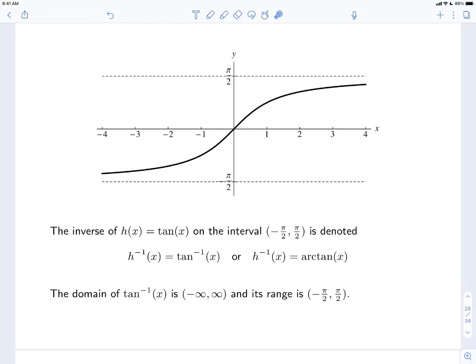Now our restricted domain for tangent is minus pi over 2 to positive pi over 2. So that's the range of inverse tangent. The range of inverse tangent is the same as the domain of tangent, which is restricted. It's restricted to minus pi over 2 to positive pi over 2. And you can see that in the picture. The range, that's all of the y values, goes from minus pi over 2 to positive pi over 2, not including those endpoints, because those are asymptotic values.